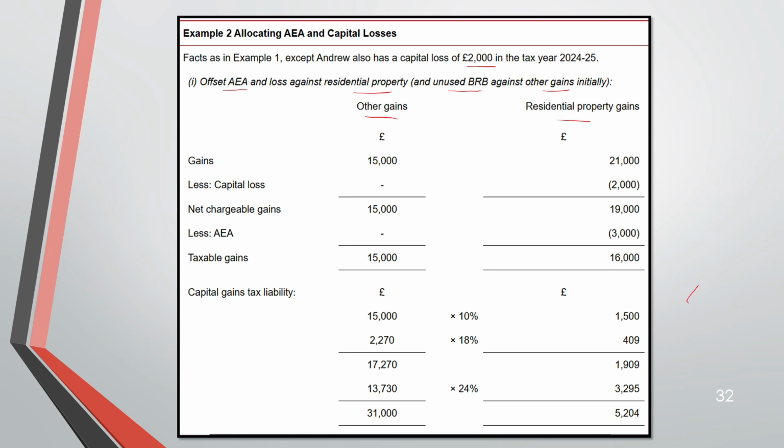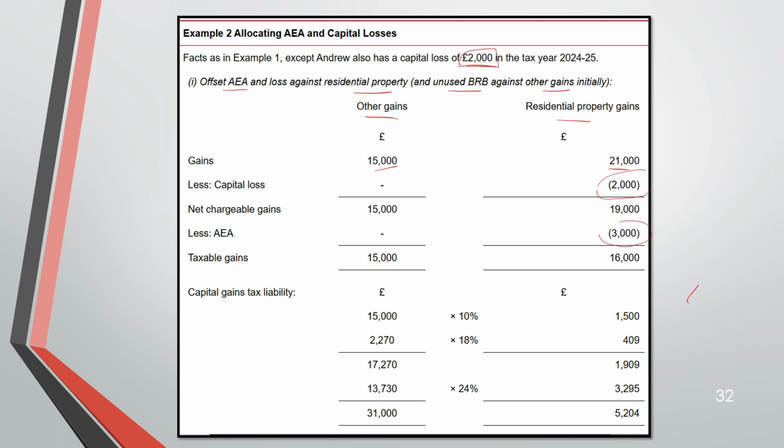So from our example 1, your other gain was 15,000 and residential was 21,000. Remember to deduct the capital loss. First we'll deduct the capital loss before we deduct the AEA. Your annual exempt amount is always deducted last, after you deduct the loss. So 2,000 from residential property, and then we are deducting the 3,000.